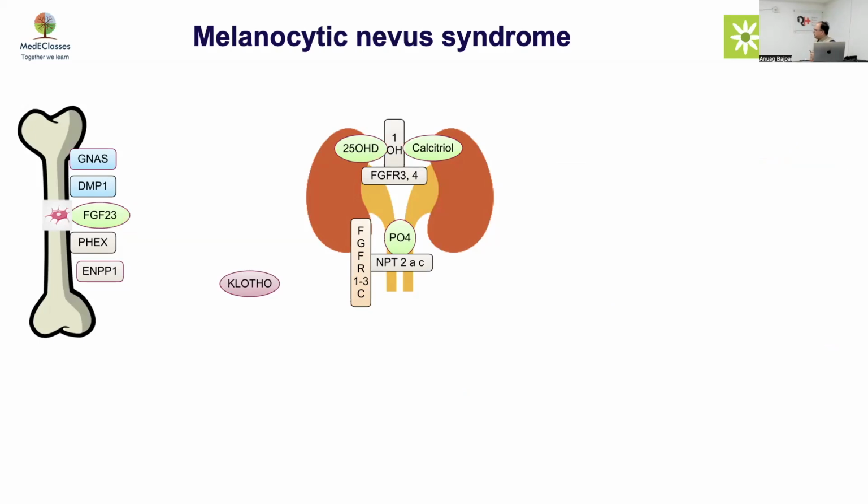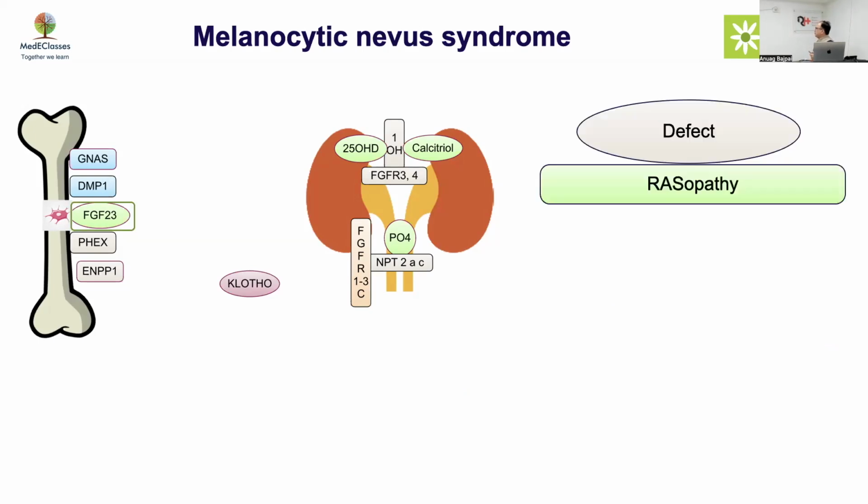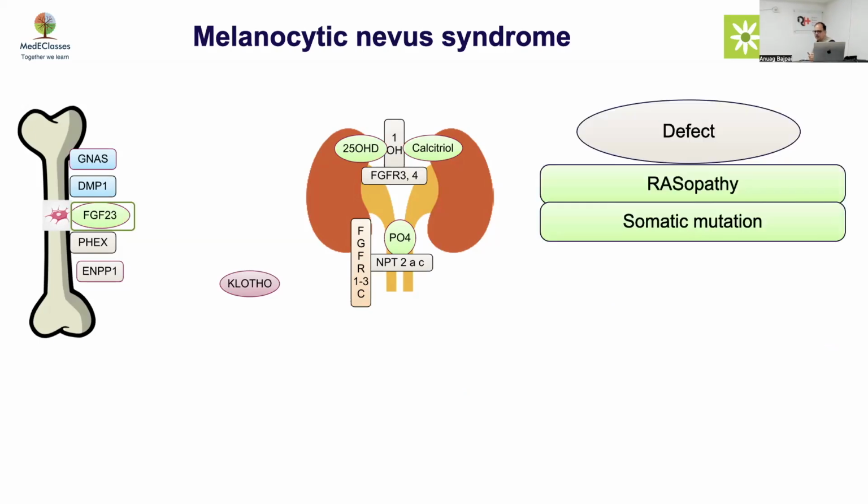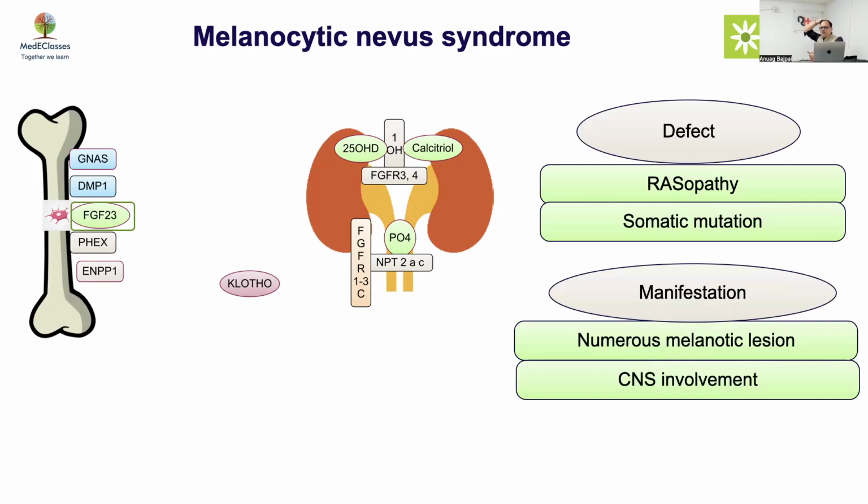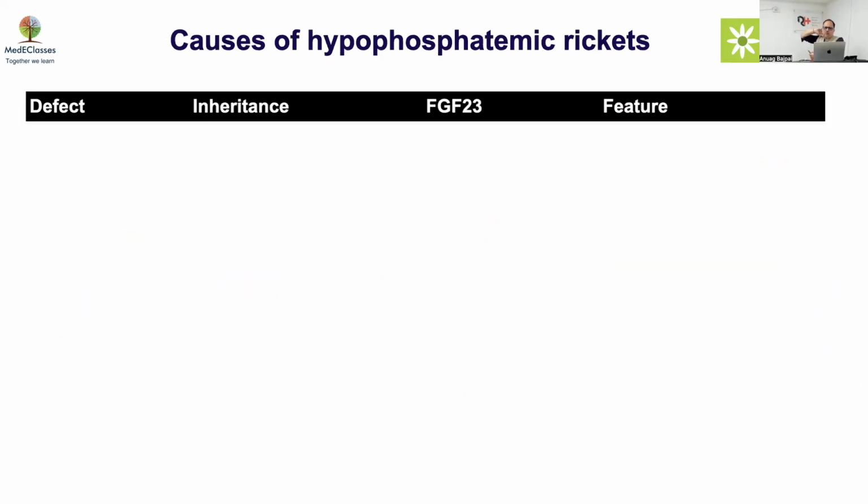Now, melanocytic nevus syndrome is a similar scenario, which is a rasopathy. So it is basically a somatic mutation in which this whole process is going on, and you will have skin lesions, CNS involvement in that regard.